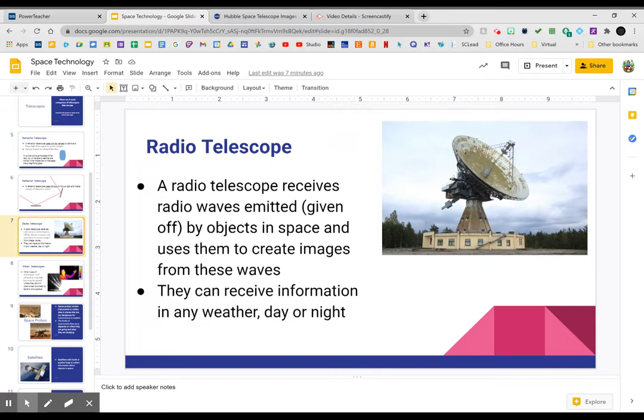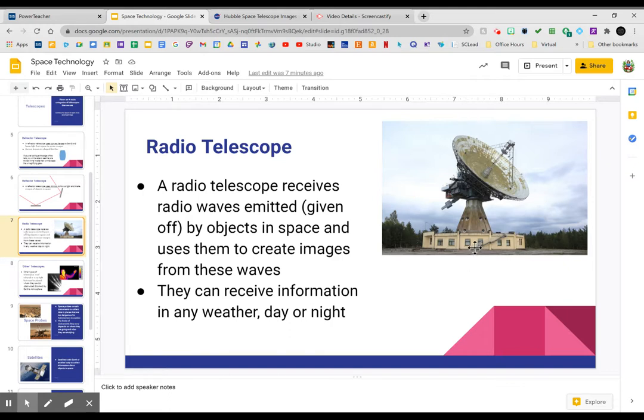Okay, so if you think back to our waves unit, we talked about how radio waves were really low energy, but they were big waves. That's why this is so huge. So it can collect all these radio waves, and it doesn't matter whether it's in the edge or in the middle, it'll still be able to collect it, and that's part of why it's so huge.